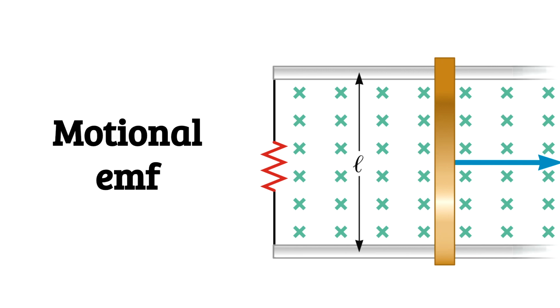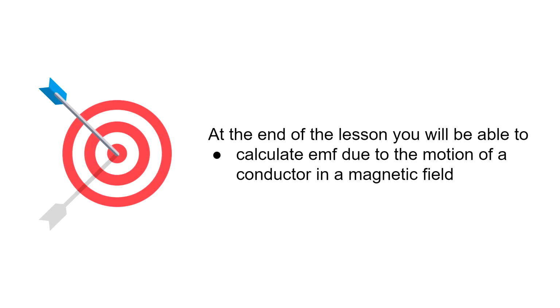Today's topic is motional EMF. This is the goal of the lesson. At the end of the lesson, you'll be able to calculate EMF due to the motion of a conductor in a magnetic field.